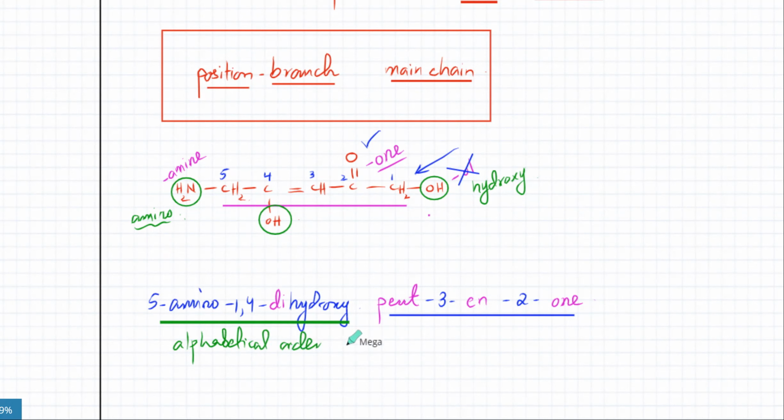So is this example clear, this one? Yes. Rima, is this clear? Teacher, can you repeat the amino hydroxyl part?